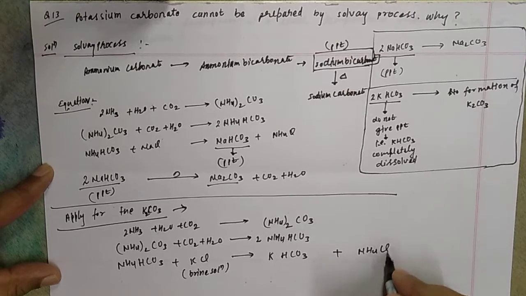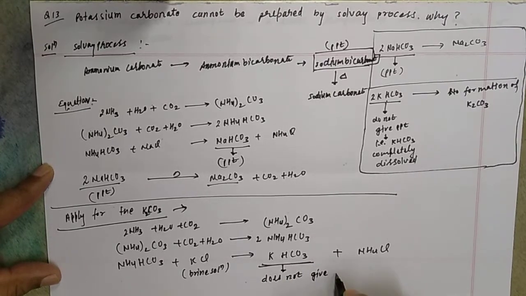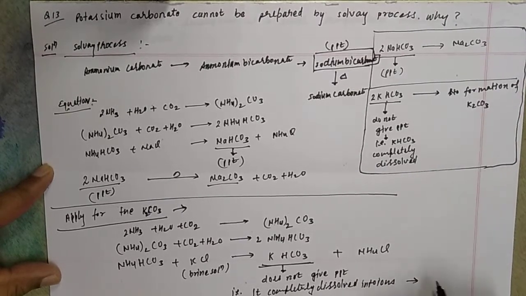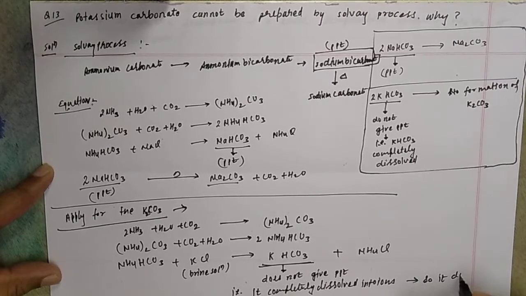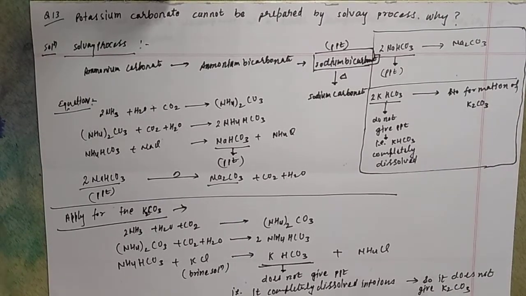When you treat this brine solution with the ammonium bicarbonate, it will give KHCO3, potassium bicarbonate, plus NH4Cl. This potassium bicarbonate does not give a precipitate. It completely dissolves into ions, so it does not give K2CO3, potassium carbonate.